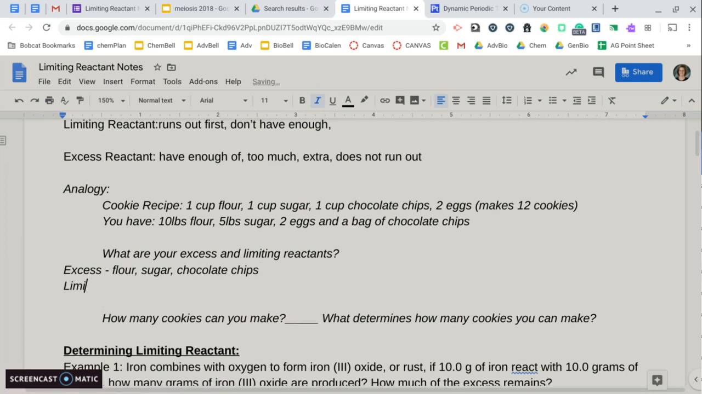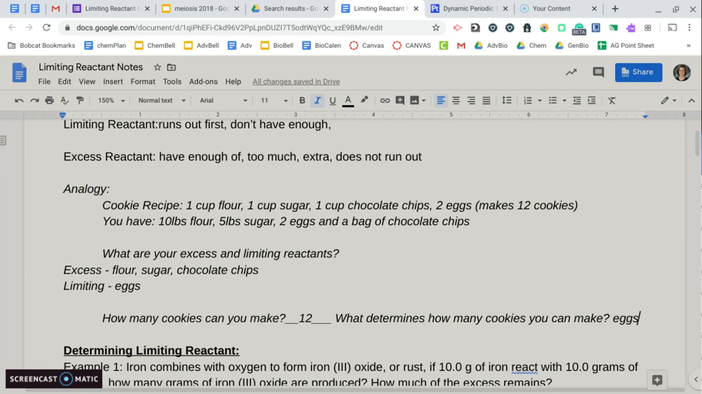So what's limiting is those eggs. We only have enough eggs to make 1 batch of these cookies, which means we're only going to be making 12 cookies. All right, if we had 4 eggs, we could go through the recipe twice and we could make 24 cookies. But since we're going to run out of eggs first, we could only make 12 cookies.